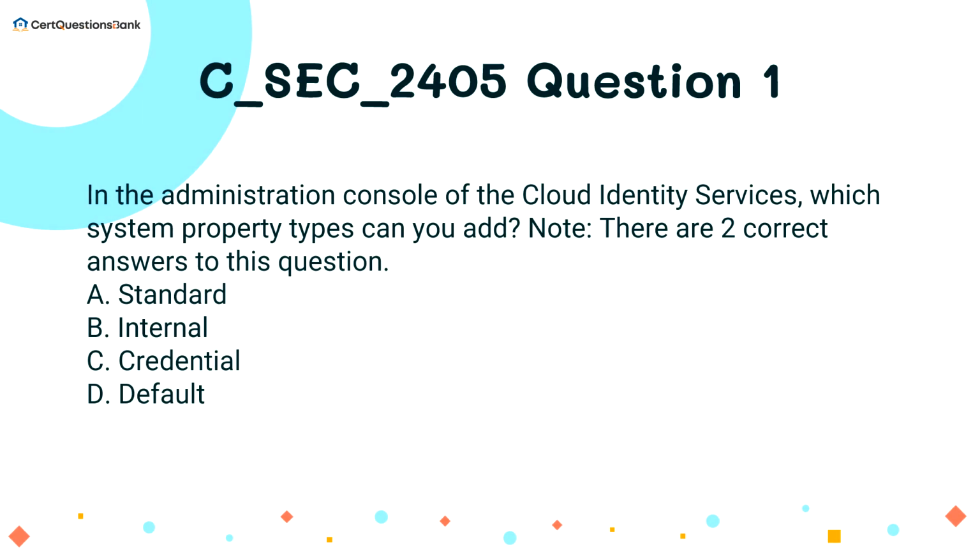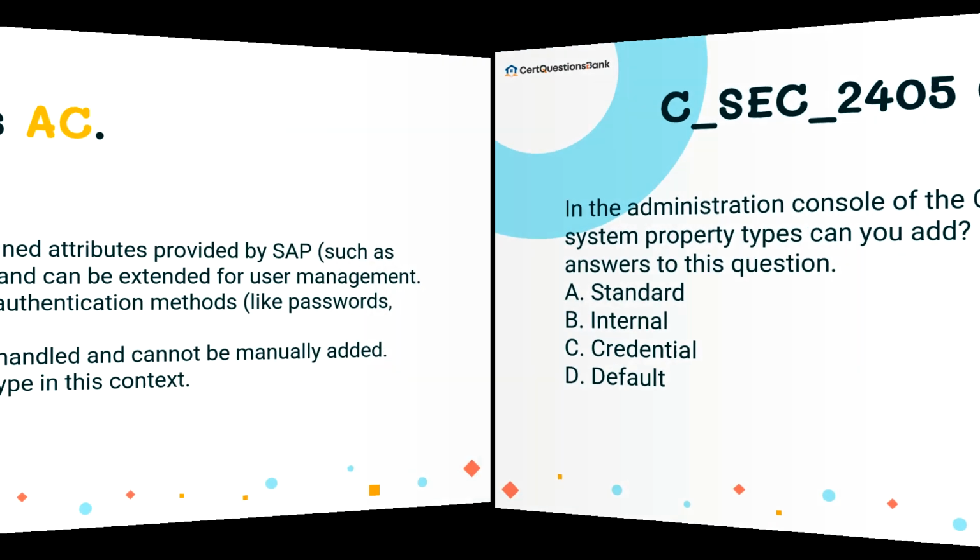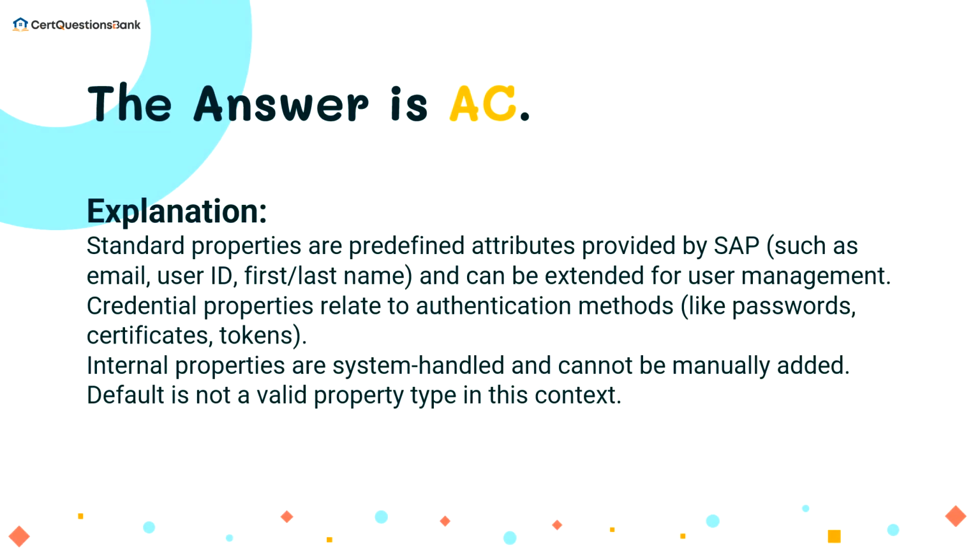In the administration console of the Cloud Identity Services, which system property types can you add? Note: there are two correct answers to this question. A. Standard, B. Internal, C. Credential, D. Default. The answer is AC.